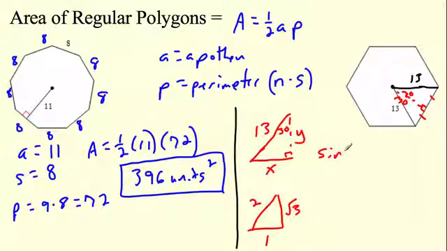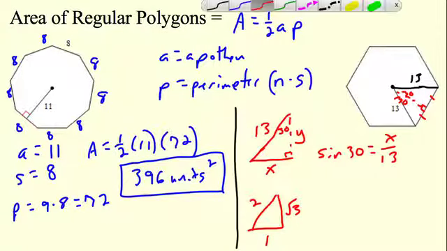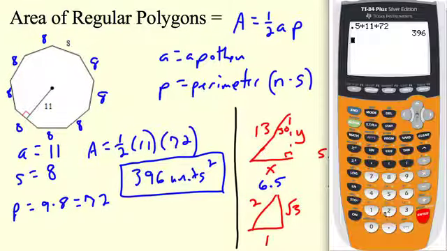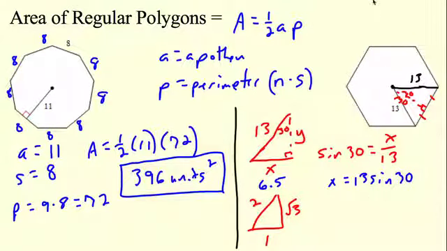It would be the sine of 30 equals what? Opposite over hypotenuse. So that would be x over 13. If you like the exact values and you have a 30, 60, 90, go for it. That's half of 13, so x is going to be 6.5. But the calculator would have told you that too. If you solve this, you get 13 sine of 30. If you like the calculator, you could have done sine of 30. And there it is, 6.5. So either way, x is 6.5.